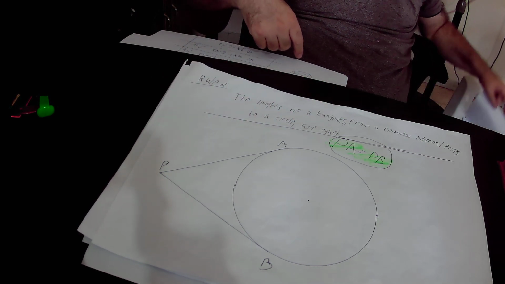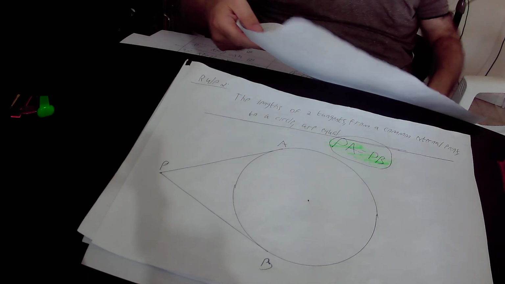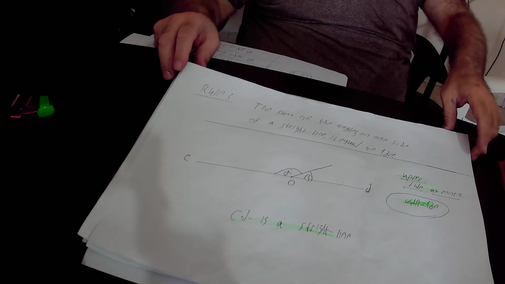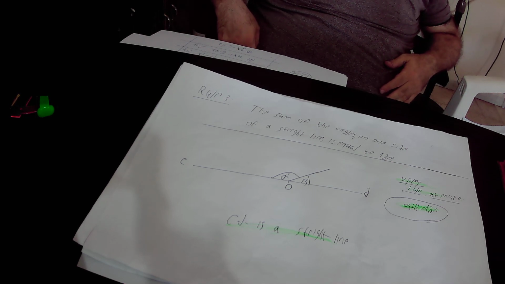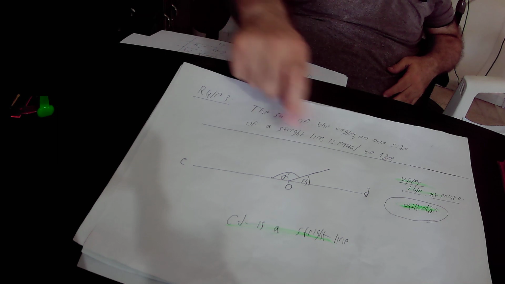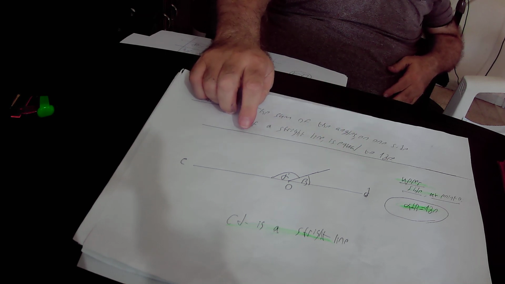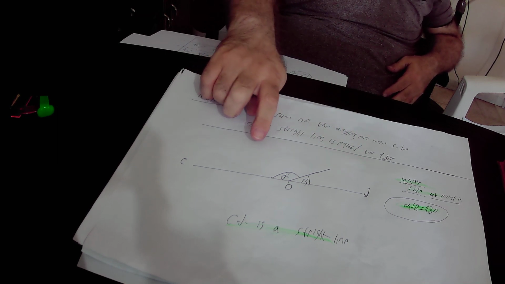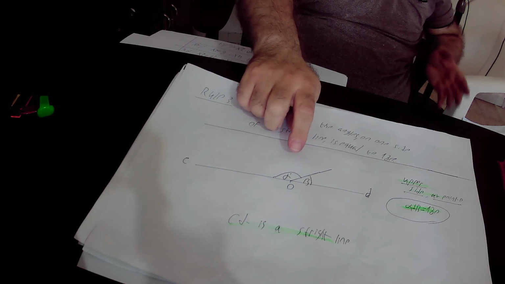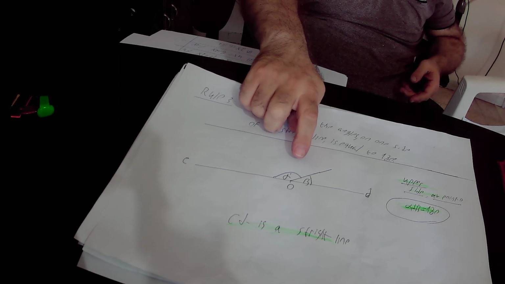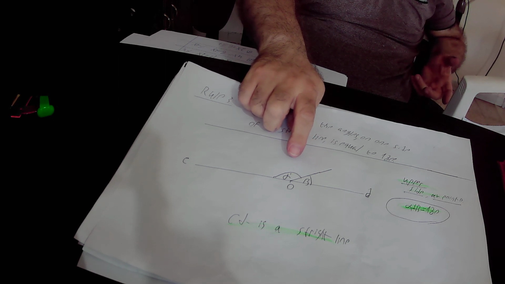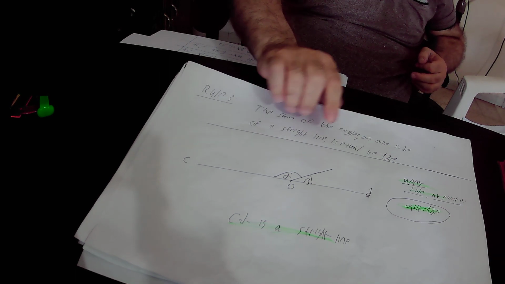And finally, we have rule number 3. According to rule number 3, the sum of the angles on one side of a straight line is equal to 180 degrees. So here CD is a straight line. If you focus on the upper side of the straight line CD at point O, the sum of the angles must be equal to 180 degrees. So which angles do we have on the upper side of CD at point O? We have here angle alpha and angle beta. And according to rule number 3, alpha plus beta must be equal to 180 degrees.